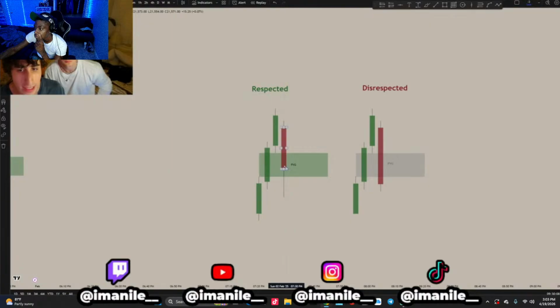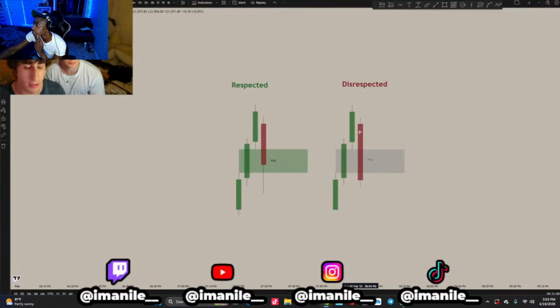And you guys will often hear the term that wicks do the damage and bodies tell the story, which is why you have to wait for this candle to close to see if it's actually getting respected or disrespected. And what disrespected means is that the candle has closed below this bullish fair value gap, and in a bearish fair value gap, the candle is closed above.